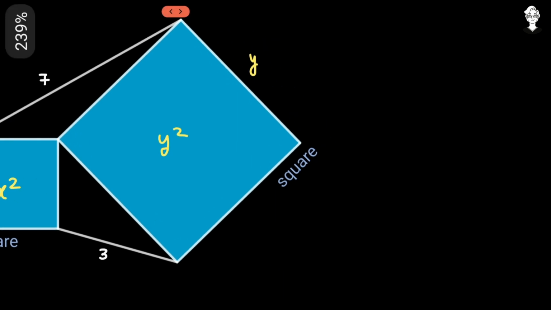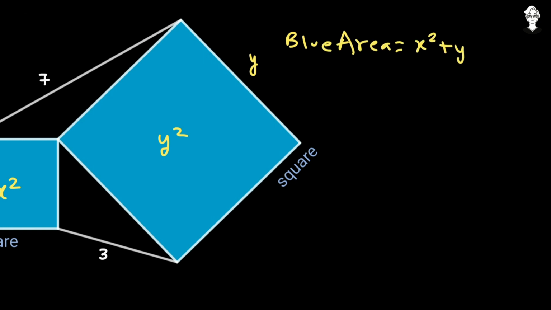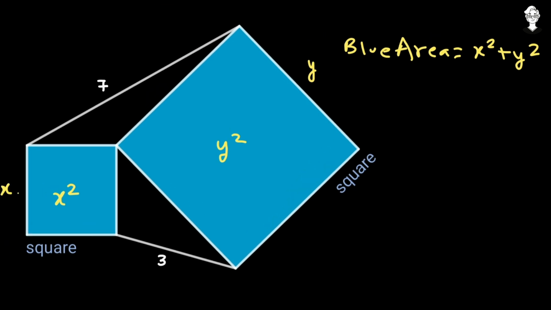Now the question was to find the total blue area, so the total blue area now becomes x square plus y square. Okay. Now we know that in a square all the four sides are equal. This means all these four lengths would be equal and it would be equals to x. Similarly, in this square all the four sides would be equal and they all would have a length equals to y. Okay. Now let us mark the angles.